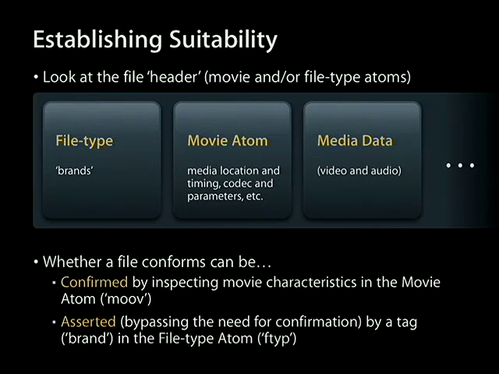Alternatively, there's a way of signing a file. If you look in our files, you'll see there's a thing called a file type atom at the front of them. It has a list in it of what are called brands. Those brands claim that the file is conformant with a particular specification. So you can bypass the check for the movie atom by scanning it by just looking for a brand that asserts what you were hoping to find. And that makes life much faster, and obviously it's something we recommend.